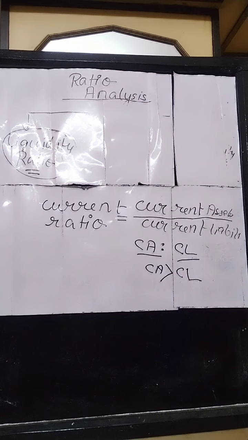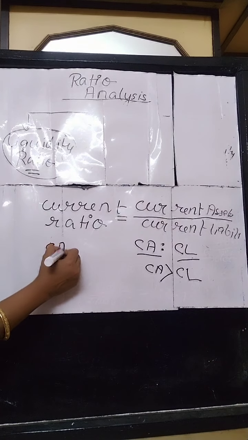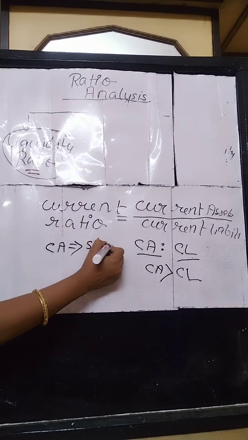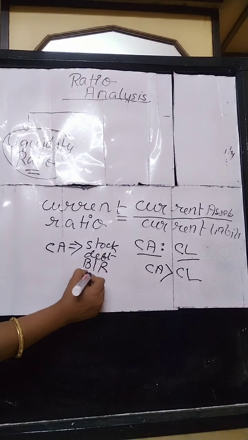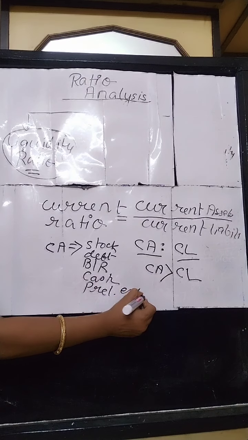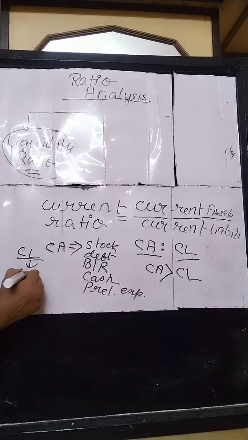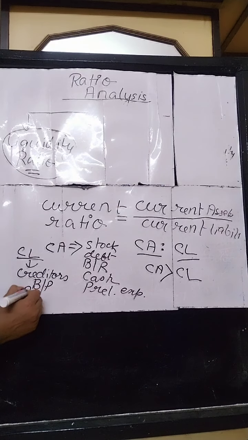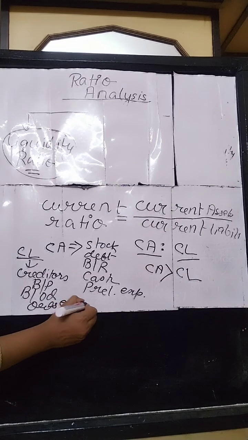Now we will learn what the current assets are. What are the different current assets associated with a firm? The current assets associated with the firm are stock, debtors, bills receivable, cash, preliminary expenses. Whereas, what are the current liabilities of a firm? The current liabilities of the firm are creditors, bills payable, bank overdraft, and outstanding expenses.